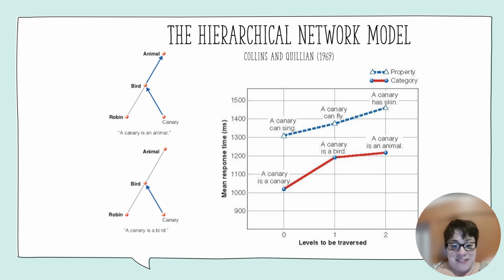And then lastly, a canary has skin. It's kind of a weird, creepy question, but basically you would have to travel from the canary node to the bird node, and then from the bird node to the animal node. And one of the properties of animals in the original model is that it has skin. Okay, so that's some of the supporting evidence in favor of the Collins and Quillian hierarchical network model.